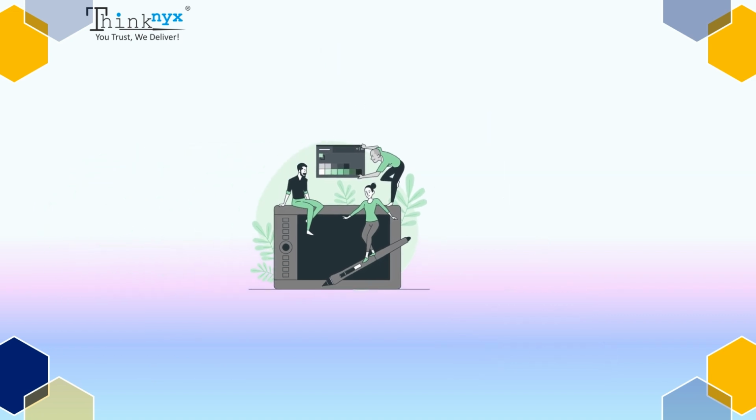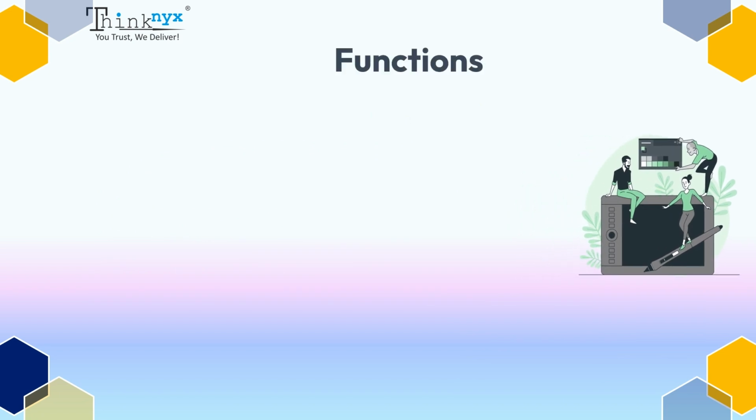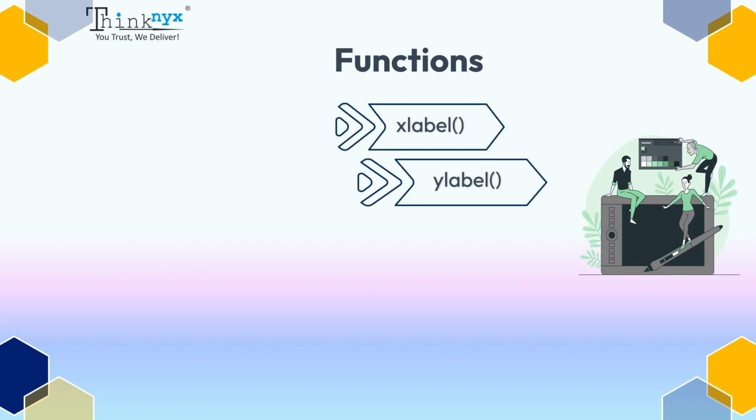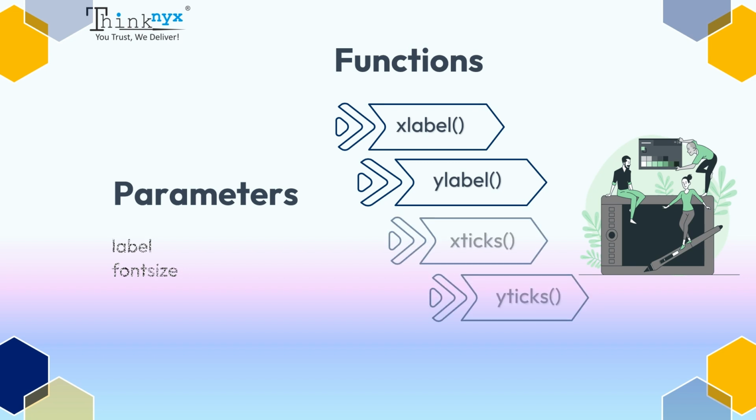Customization is crucial for clarity. There are many functions and parameters that you can use to enhance your plots. You can adjust the X label and Y label functions for axis labels, specifying the text with the label parameter, and optionally adjusting the font size. You can set X ticks and Y ticks to control tick marks, providing specific ticks and labels for both axes.